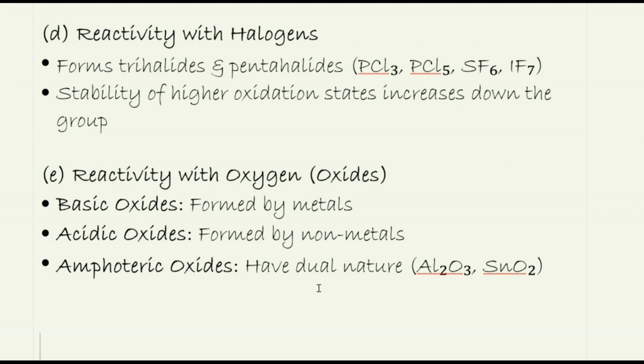We talked about this as well. Basic oxides are formed by metals, acidic oxides are formed by non-metals. I'm sure you are aware of what are metals and what are non-metals. In case of amphoteric oxides, which will have the dual nature, acidic as well as basic, we saw boron oxide, aluminium oxide and tin oxide as well.